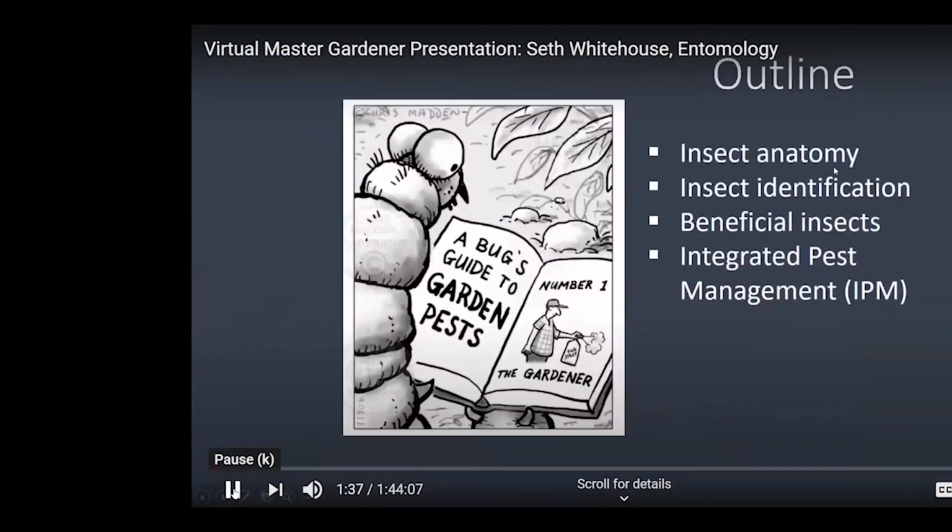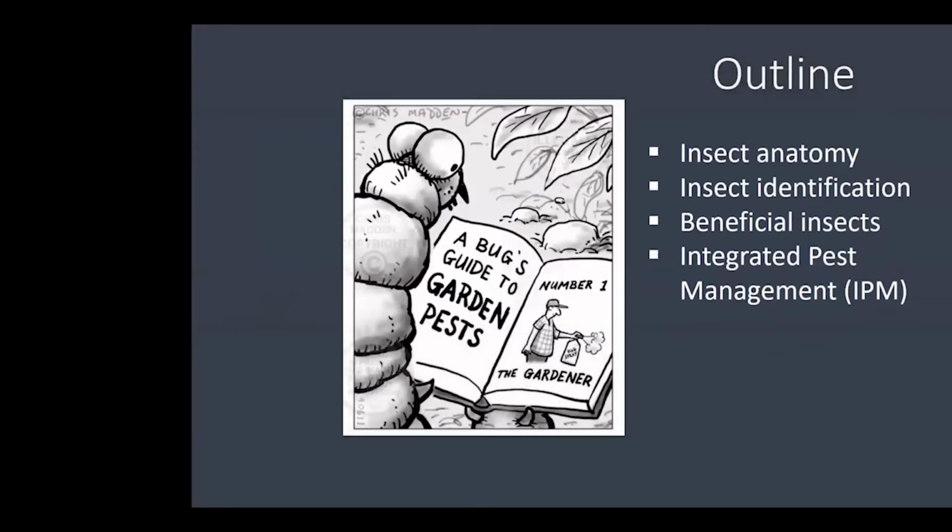We're going to be talking about insect anatomy, identification a little bit, beneficial insects, and a little bit of IPM here too. I like this picture on the left, A Bug's Guide to Garden Pests. Number one is the gardener, so we need to be using every single tool we have in the toolbox to combat some of these pests in our gardens.